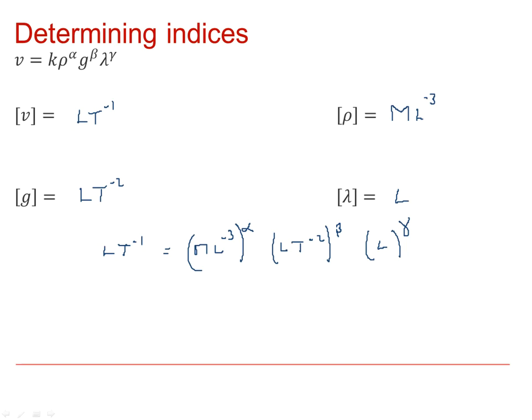Well, you can see that on the left hand side we've got no value of mass at all, so that first part must have 0 power. So there's no M on the left hand side, therefore there can't be an M on the right hand side, so we can see first of all that alpha must be equal to 0. If we now compare length, on the left hand side we've got 1, and on the right hand side we've got beta plus gamma.